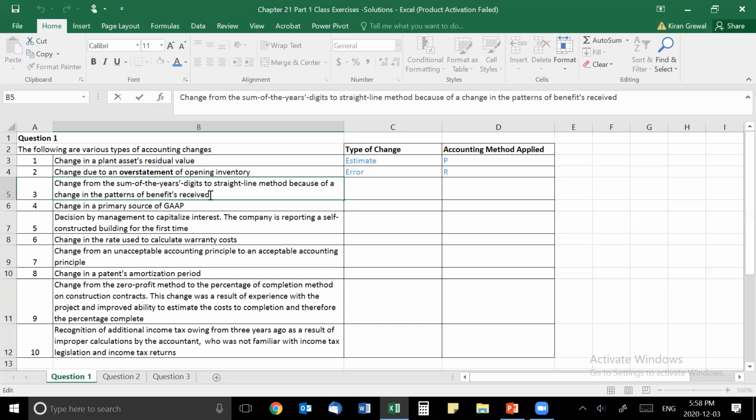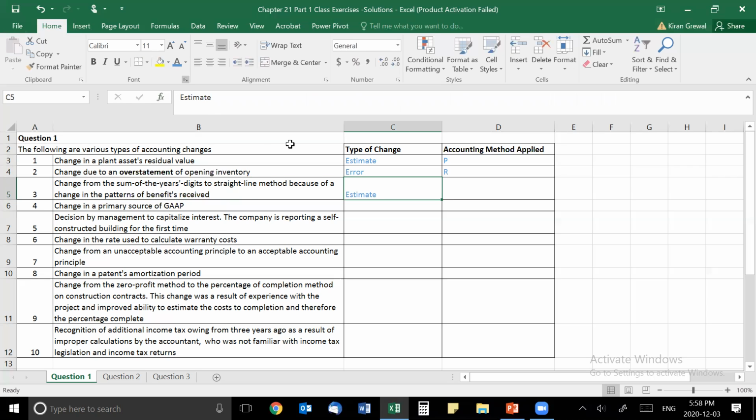Okay, so sometimes it might look like an estimate change, but somebody actually made an error and that's why it's wrong. But in this case, you want to look at the reasons. What are the reasons why they're making the change? And that's going to help you decide what type of change it is. So in this case, it's an estimate change. Estimate changes are always dealt with prospectively.